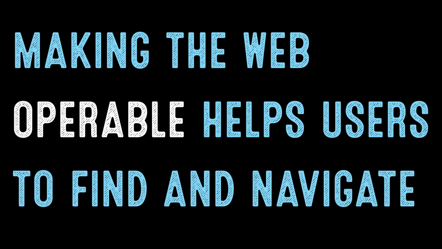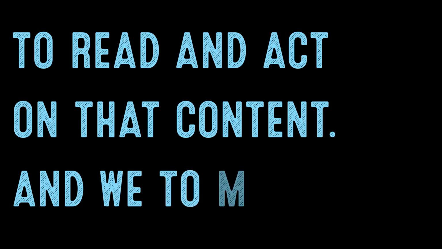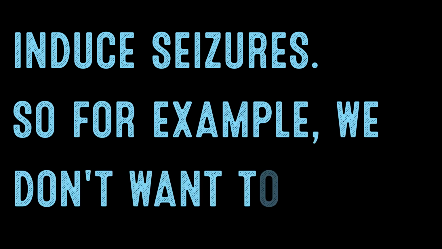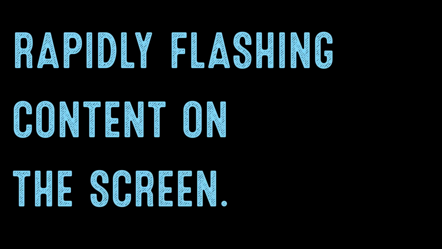Making the web operable helps users to find and navigate through the content. This means content should be entirely accessible when using a keyboard alone. The content should be available on screen long enough for all users to read and act on that content. And we want to make sure that our content is presented in a way such that it does not induce seizures. So for example, we don't want to have rapidly flashing content on the screen.